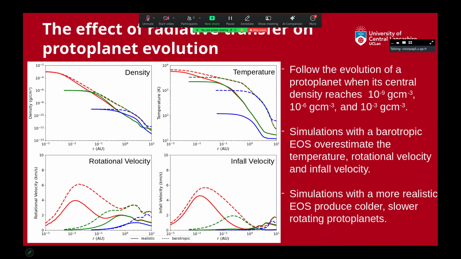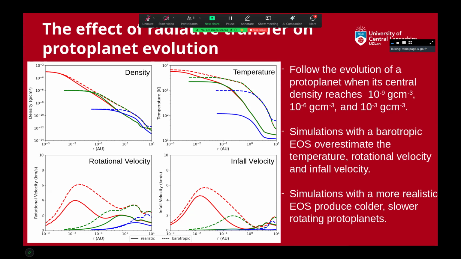And we find that simulations formed with the less realistic barotropic equation of state tend to overestimate the temperature, rotational velocity, and inflow velocity of our protoplanets. In particular, I want to draw attention to the temperatures first. Later in the evolution, we have an overestimation, especially radially outwards towards the extent of the second core, just before the start of the first core.